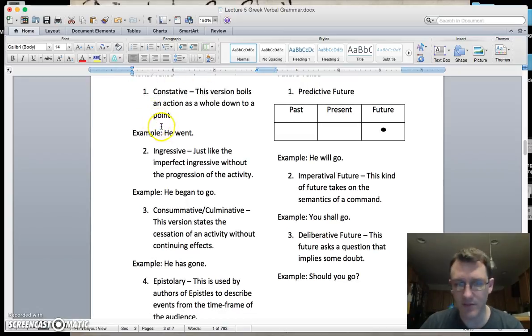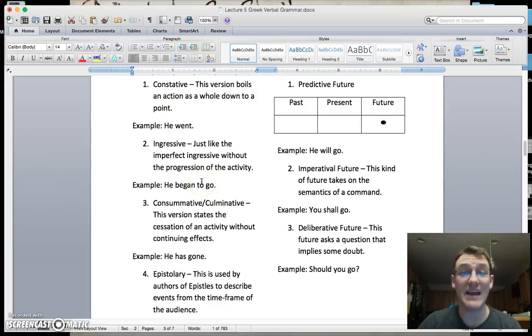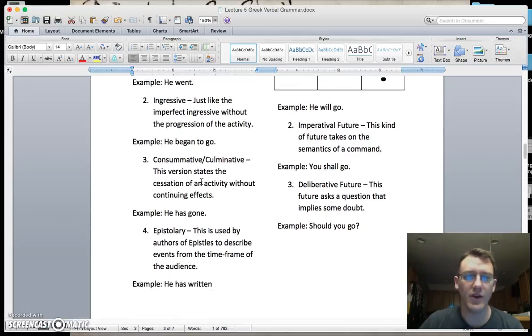Example, he went. You can have the progressive aorist, or I'm sorry, the ingressive aorist, just like you do with the ingressive imperfect. But here, instead of he began going, you have he began to go. Something that's just boiled down into one point in time. He began to go.